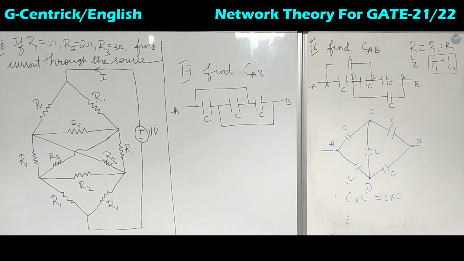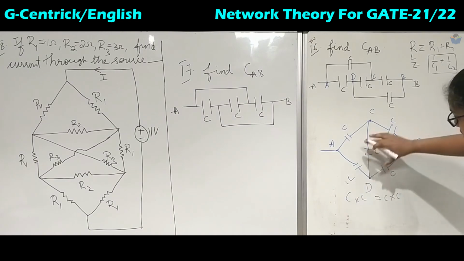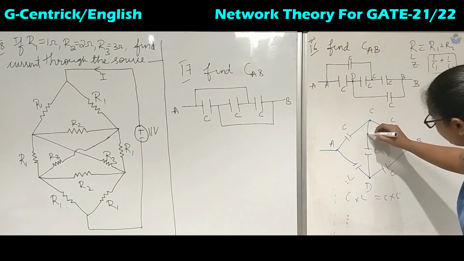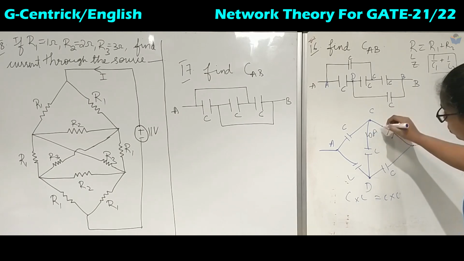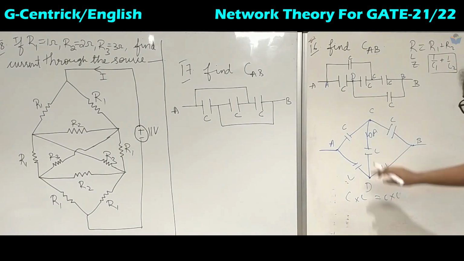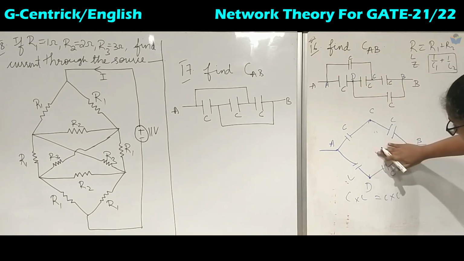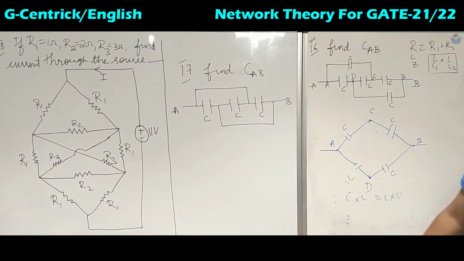So it is equal. When the products across the diagonal are equal, then 0 ampere current flows through the diagonal branch. When 0 ampere flows in the diagonal branch, this branch does not have any significance, it will be an open circuit. So now it is easy to solve the problem.